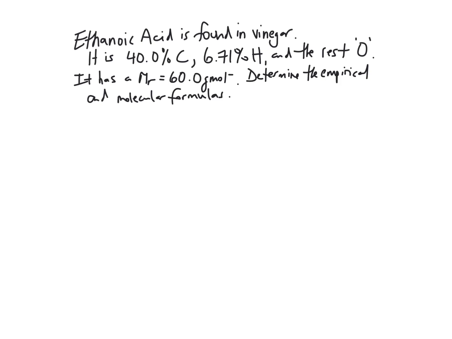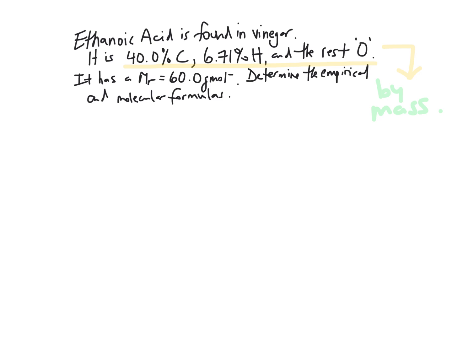Okay? So first off, there are a few assumptions we have to consider here. When it says it's 40% carbon, 6.71%, and the rest oxygen, we're going to assume that means by mass. If they give you these numbers, we're assuming those are percent compositions by mass, right? So we should easily be able to subtract the given ones from 100 and find how much percent the oxygen is. That shouldn't be too big of a deal.